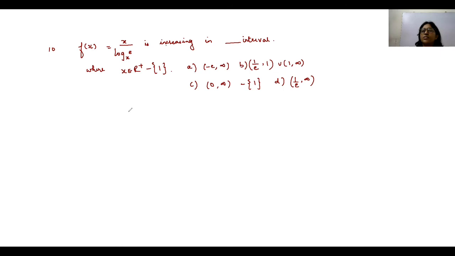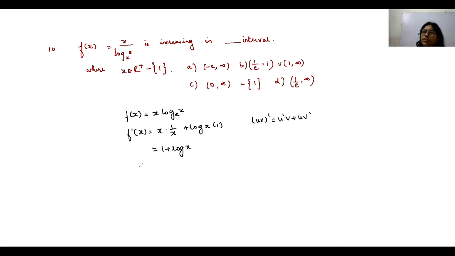Here the question is fx is equal to x upon log x to the base e, and we need to find in which interval it is increasing. So let us first write this as log x to the base e. From the denominator, we are taking it to the numerator, so this will interchange. And for increasing, we have to find f dash x. So the derivative of x log x, and the derivative of x is 1, so we have it as 1 plus log x. Here we have used the rule (uv)' is u'v plus uv'.